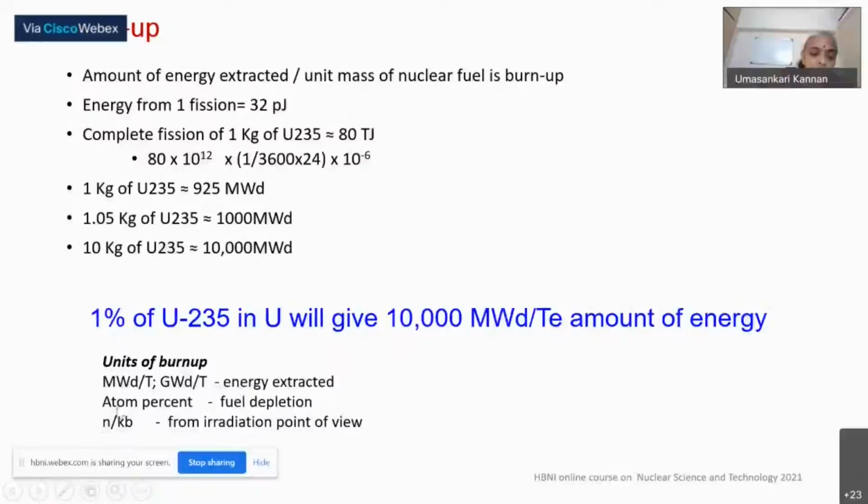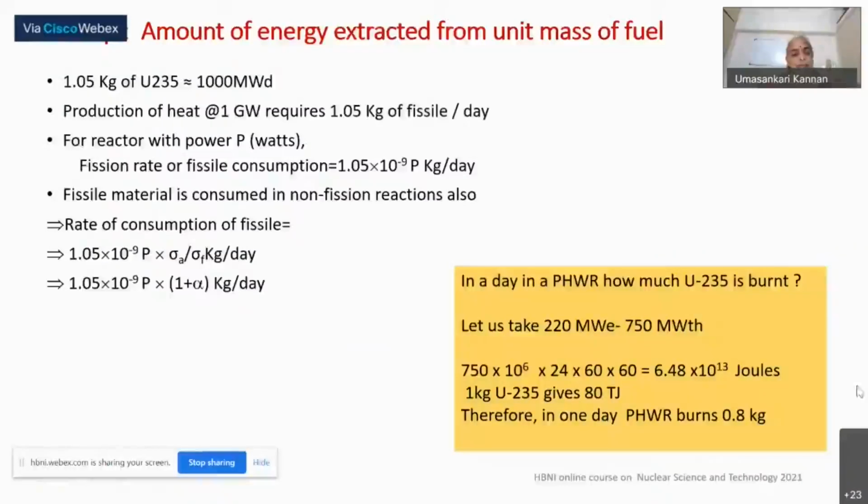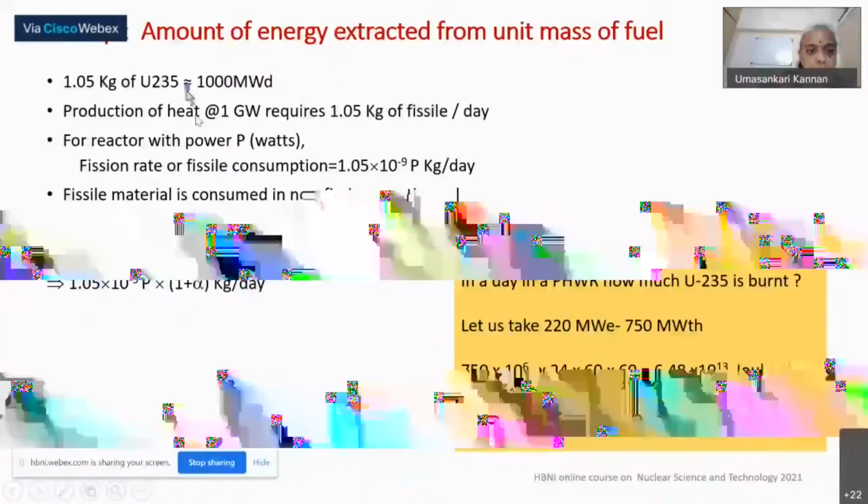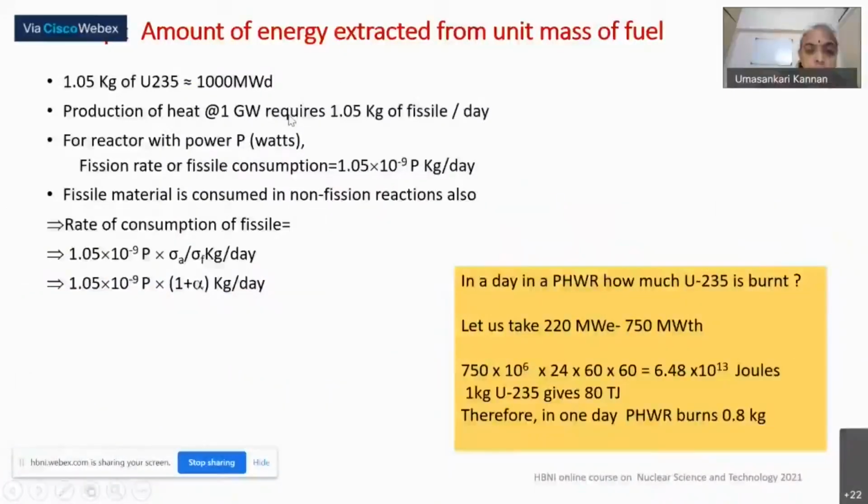From the irradiation point of view, we have another unit which is neutron per kilobarn. So you have this neutron flux, and sigma is nothing but your cross section, and sigma into phi is nothing but your reaction rate. So it can also be expressed in terms of neutron per kilobarns. I am giving you a small mathematics here just for you to understand the amount of energy which is being produced in a day. We already saw that 1.05 kg of uranium-235 gives you 1000 megawatt day. So the production of heat of 1 gigawatt requires about so much fissile per day. So I wanted to tell you how much uranium-235 is burnt.